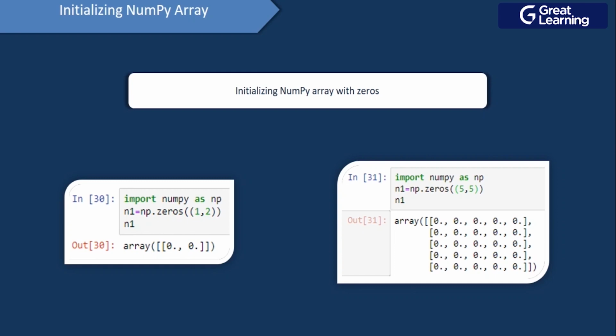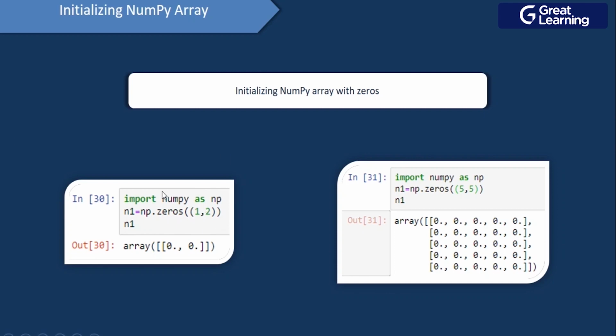So now let's say if I want to initialize a NumPy array with only zeros, then we have a method called zeros. It's very intuitive, isn't it? So here we are importing NumPy, then we are using np.zeros and it takes in two parameters. These two parameters basically indicate the dimensions of the NumPy array.